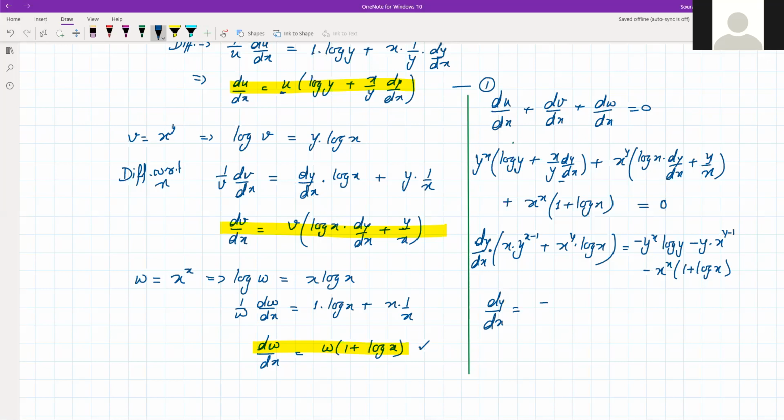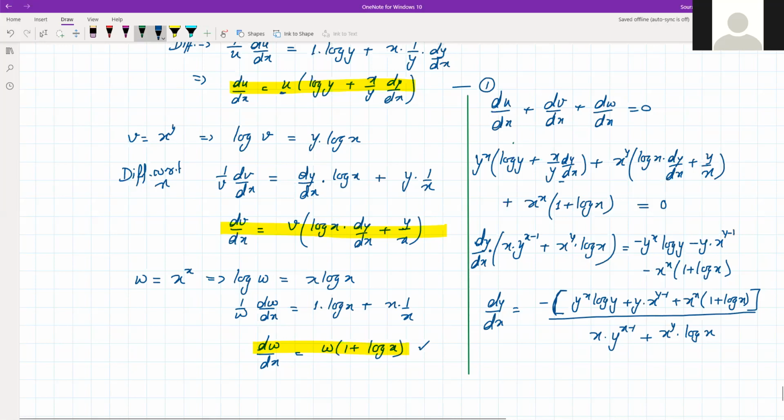So dy by dx is minus y to the power x log y plus y into x to the power y minus 1 plus x to the power x into 1 plus log x, divided by this multiple on the right hand side, that is x into y to the power x minus 1 plus x to the power y into log x. So this is the answer.